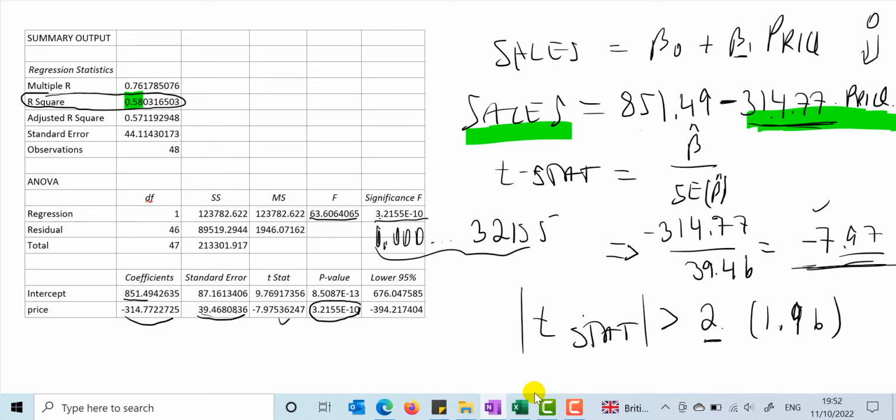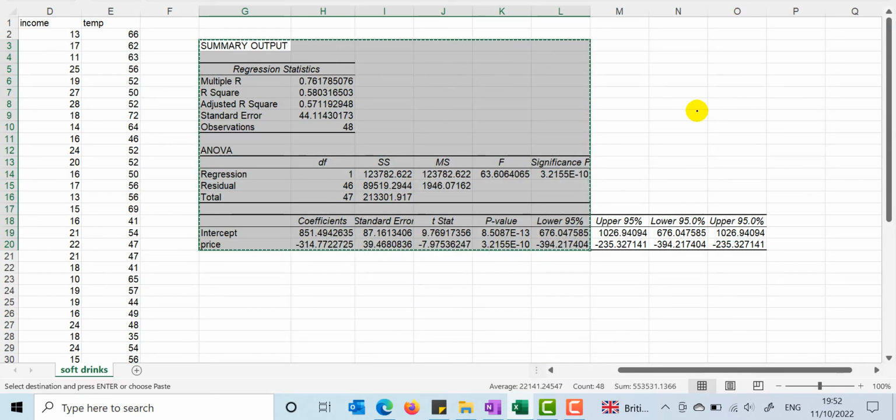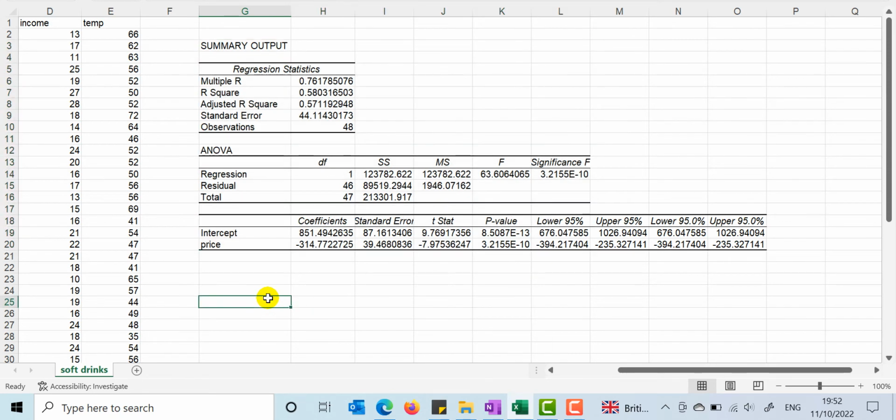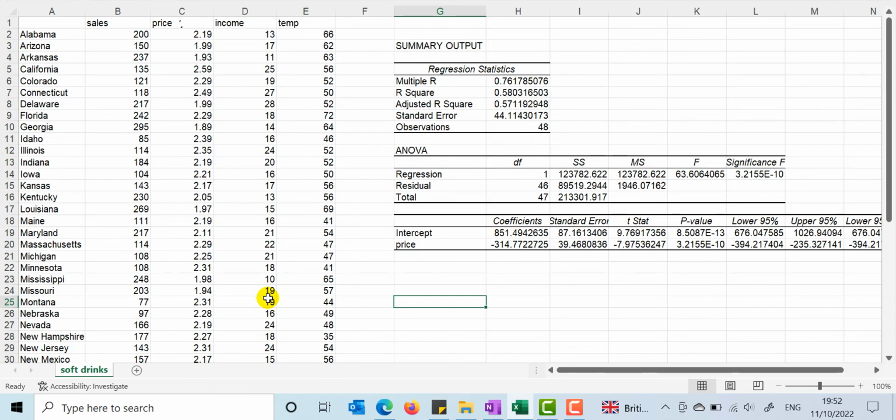We can estimate the model and make forecasts, but we will not be relying on simple linear regression analysis. We will add more variables to the model and see what happens. So we'll run the multiple linear regression now in Excel. Okay, so let's move on to the next part.